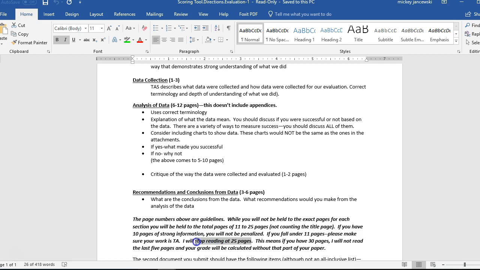So what that means is your title page is page 1. When I get to page 26 of your paper, if there's 4 more pages left, I will not read them and you will get zeros on that part of the paper. So make sure you don't go over.